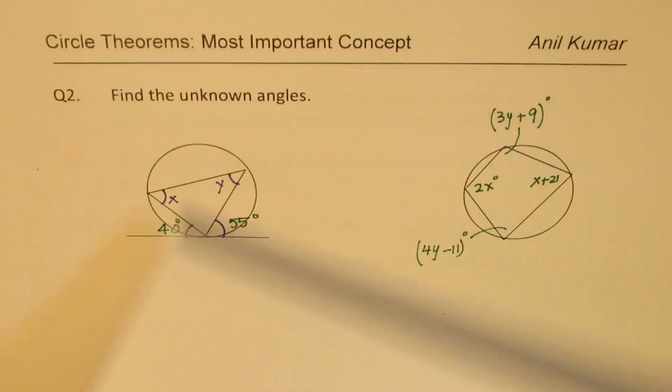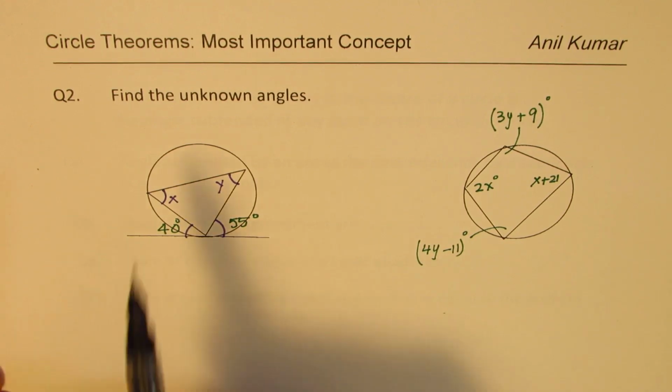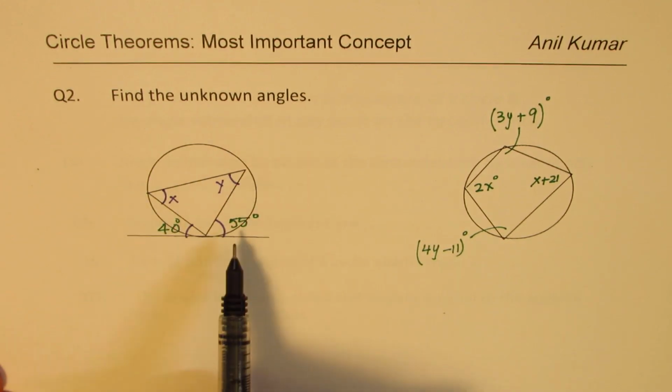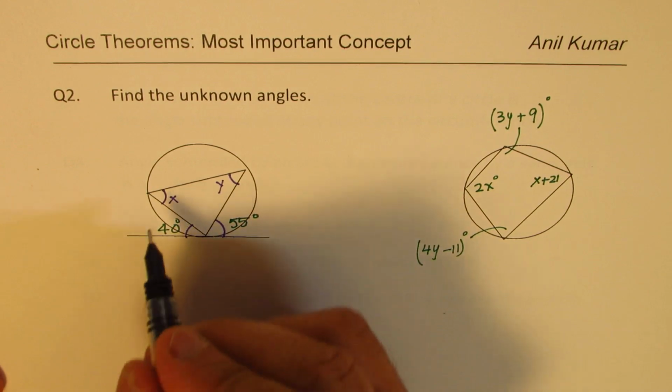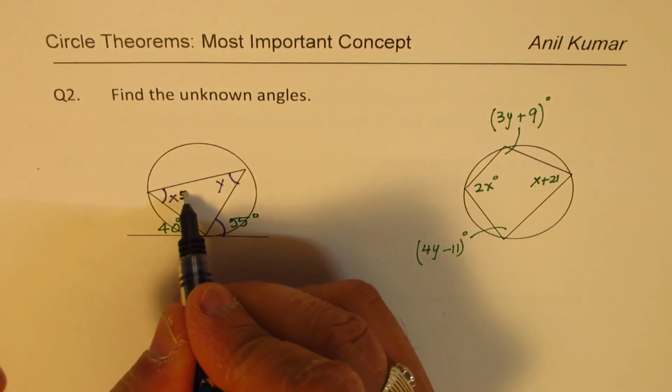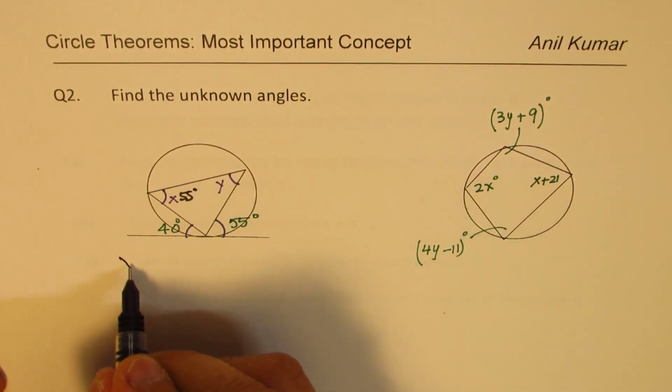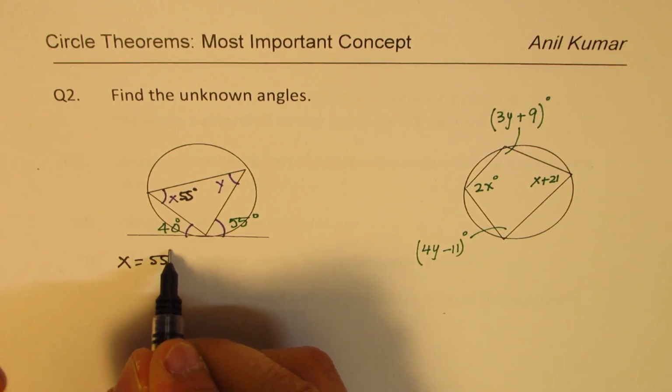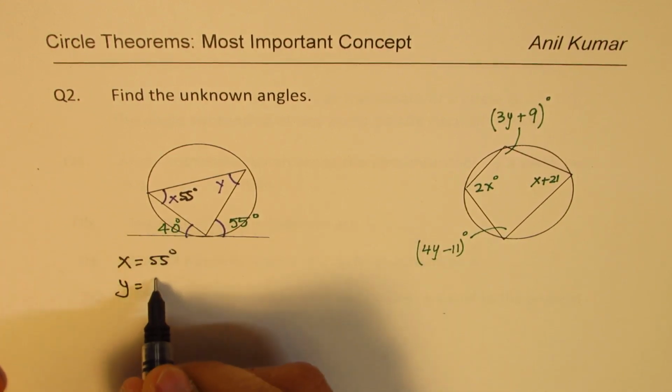Okay. Now let's take the second question here, which is based on the other theorems which we learned. The question here is, find the unknown angle. Well, this is 55, and we know this angle is the alternate angle, so it is 55. So we can write x equals 55 degrees and y should be 40 degrees.